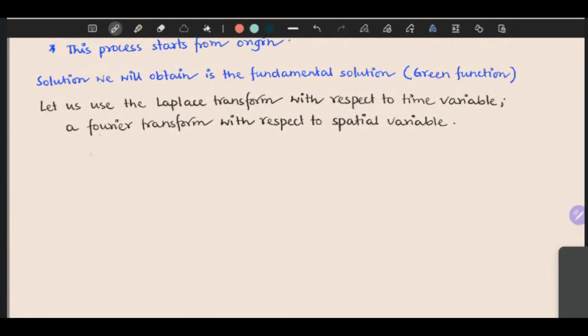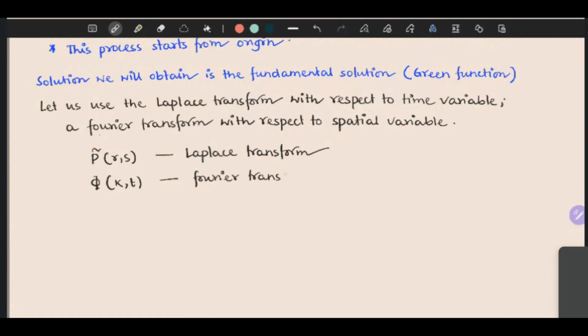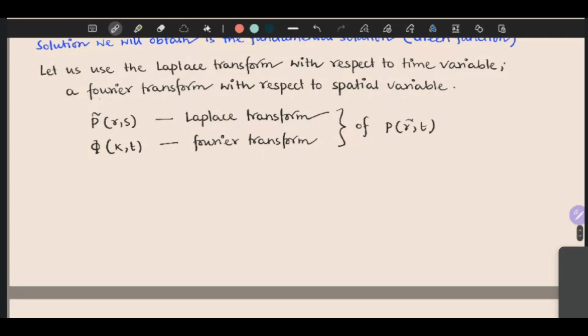Let's say p(r, s) is the Laplace transform and phi(k, t) is the Fourier transform of this variable p(r, t). Now we are changing the variable from space using Fourier, and from time using Laplace. But let's connect this Fourier transform and Laplace transform.